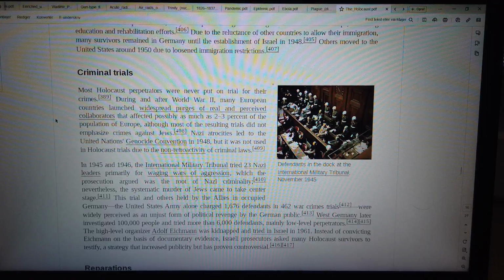Although many survivors were in poor health, they attempted to organize self-government in these camps, including education and rehabilitation efforts. Due to the reluctance of other countries to allow their immigration, many survivors remained in Germany until the establishment of Israel in 1948. Others moved to the United States around 1950 due to loosened immigration restrictions.